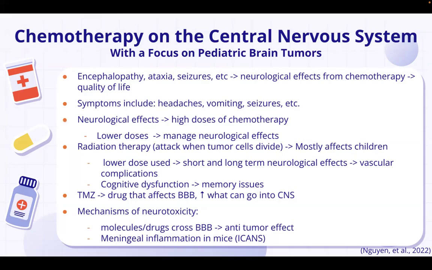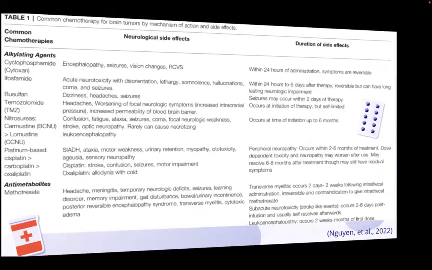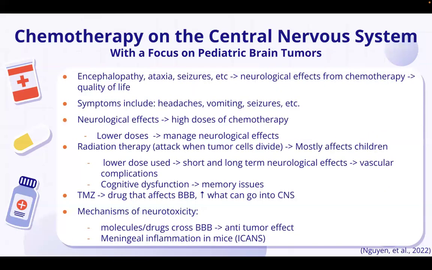So going into radiation therapy, this attacks the tumor cells when they divide. This mostly affects children, more than it does adults. And with the radiation therapy, a lower dose is used. So there are short and long-term neurological effects, which lead to vascular complications. Another effect is cognitive dysfunction, which incorporates memory issues and memory loss, short and long-term memory loss.